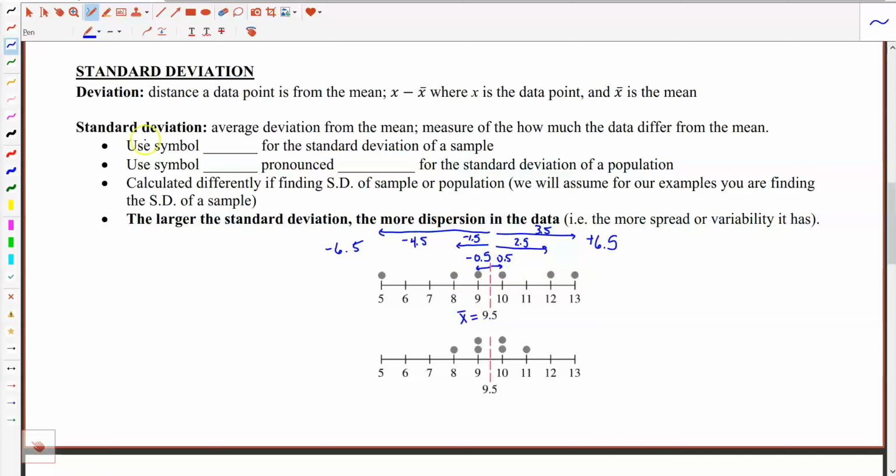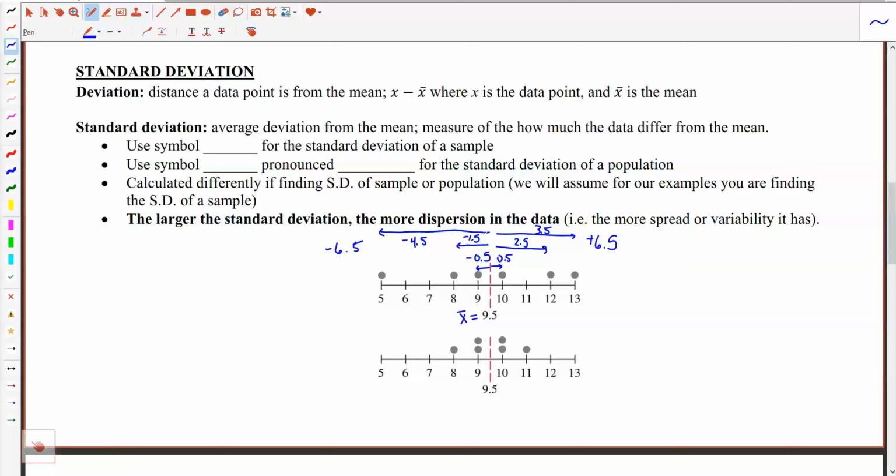The standard deviation is the average of these deviations, and it's the measure of how much the data differ from the mean. Now, we can't just average these numbers, right? These would be all of my deviations. We're not just going to be able to add them up and divide by how many there are, because if we add up all these deviations, they would always add to 0. So the standard deviation does involve a couple of steps in the meantime to calculate what that average deviation is.